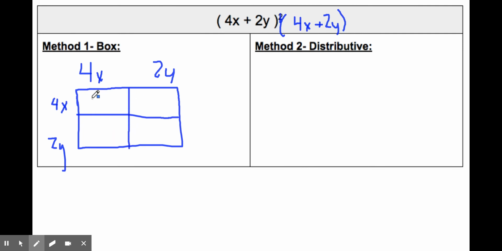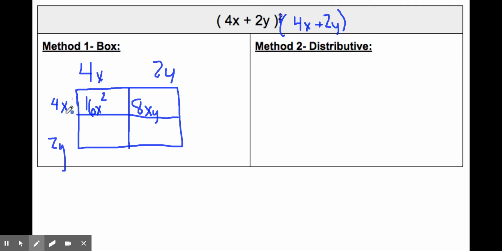So now I'm going to go ahead and multiply. The product of 4x and 4x will go here. So 4 times 4, 16. X times x is x squared, because remember, when you have the same base, you add the exponents. So here I'm going to take 4x times 2y. So 4 times 2 is 8. And then x and y, you can't combine because they're different bases, so you're just going to write them exactly as you see them, xy.